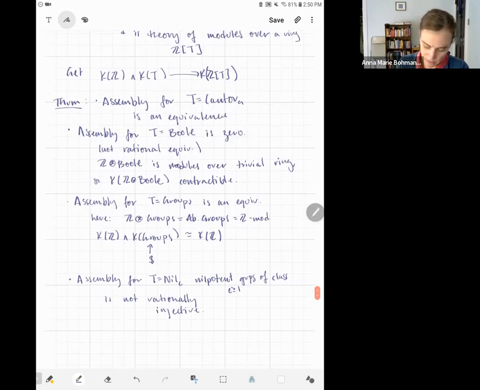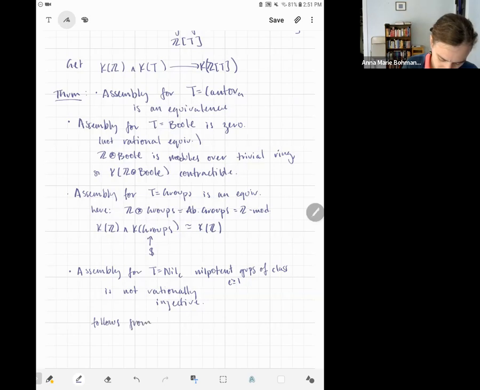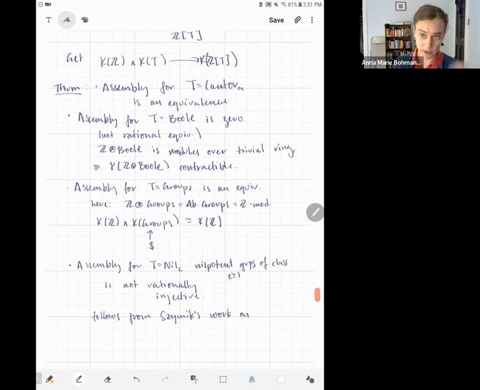This follows from the fact that Markus Schimmick proved previously that the rational homology of the K theory of nilpotent groups of class C is non-trivial for any C. So this follows from Schimmick's work, which was on the stable homology of groups of particular nilpotency classes. So this is non-trivial.